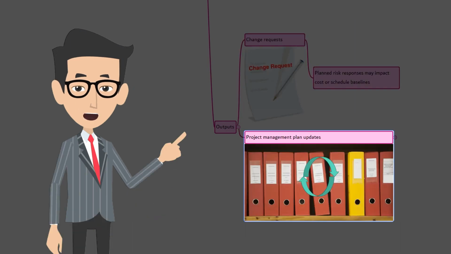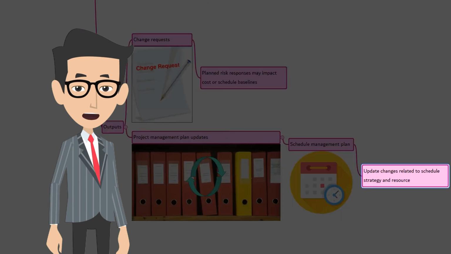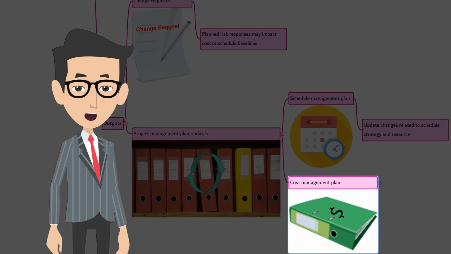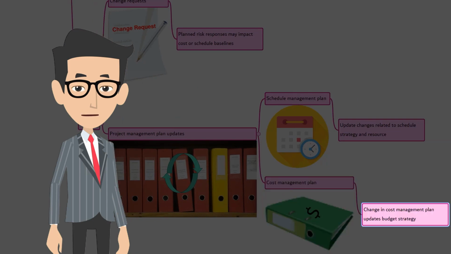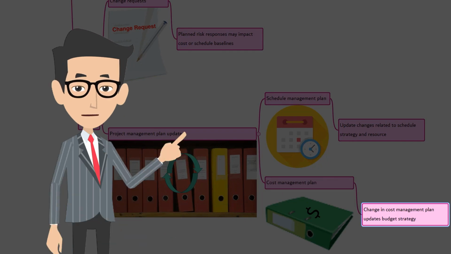The next one is project management plan updates. There are 7 components of the project management plan that are updated here. Let's look at them. First, schedule management plan. Changes to the schedule management plan, such as changes to resource loading and leveling, or updates to the schedule strategy, are incorporated as an output of plan risk response. Cost management plan. Changes such as changes to cost accounting, tracking, and reports, as well as updates to the budget strategy and how contingency reserves are consumed or incorporated.